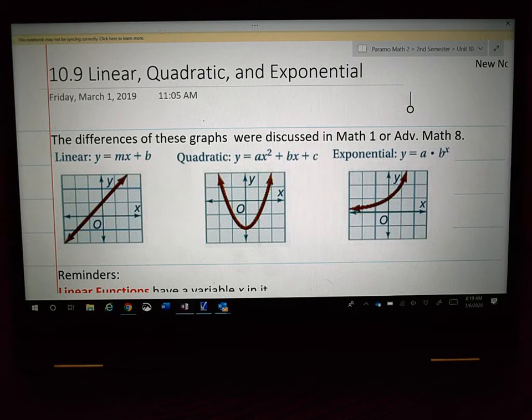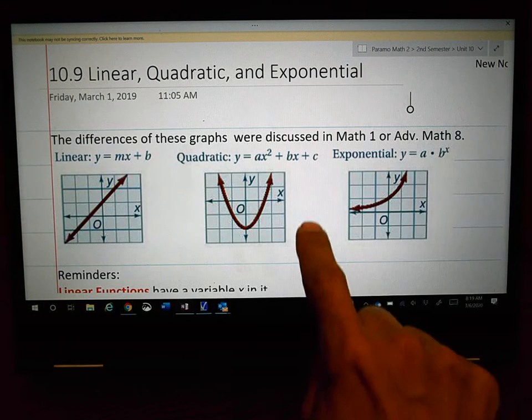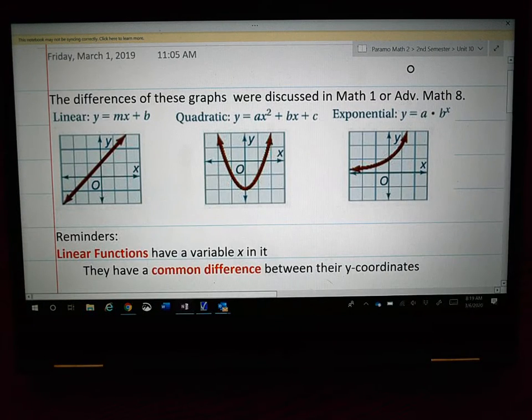Yes. This is the last section in chapter 10 of our biggest unit. It's going to be your easiest section. But the one thing that I have to point out to you is that there are some things that you will be shown or given, and you're supposed to remember them from Math 1.